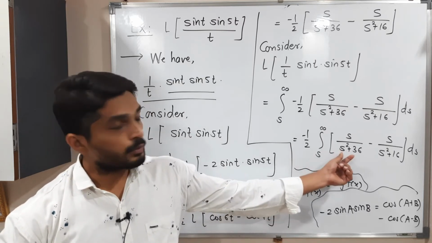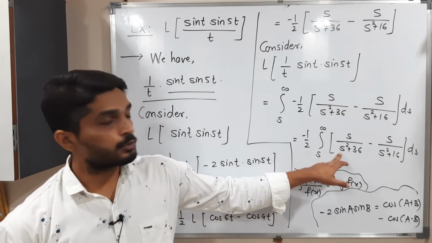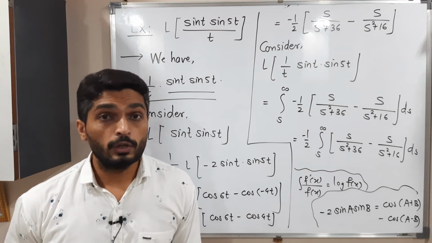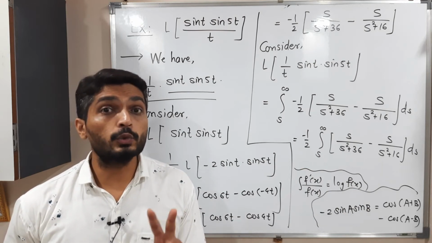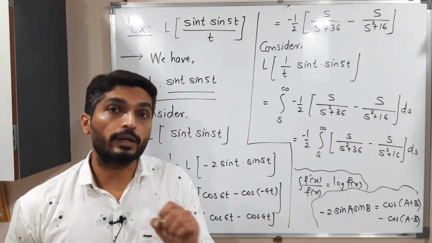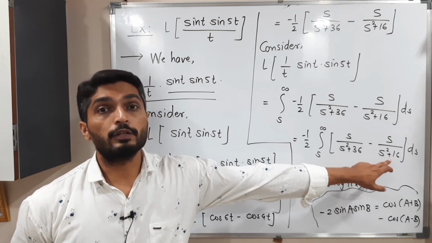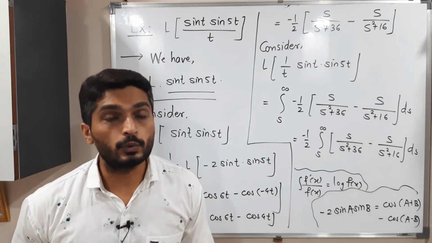So let us think about this. What is derivative of denominator? Derivative of s square is 2s, derivative of 36 is 0. So that means derivative of denominator is 2s. Out of 2s, s is already there, simply we have to adjust 2. Same thing is true for the second term also. Derivative of denominator is 2s, only s is there, 2 is not there.